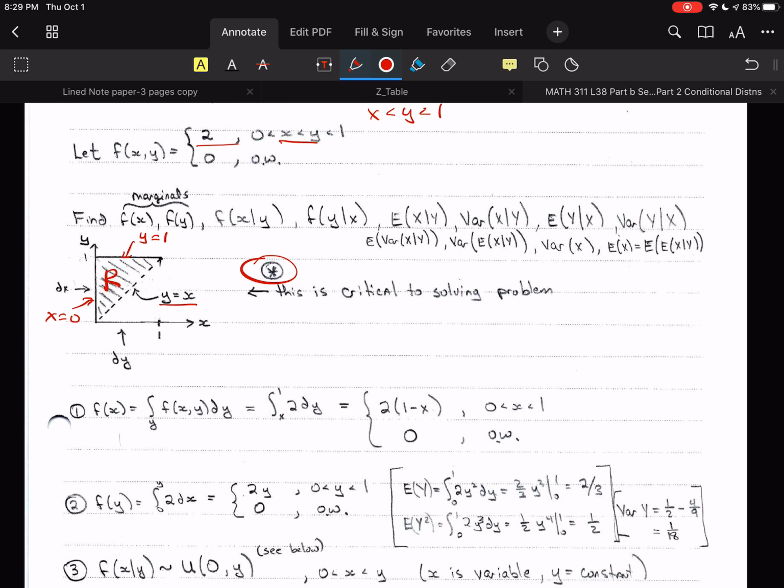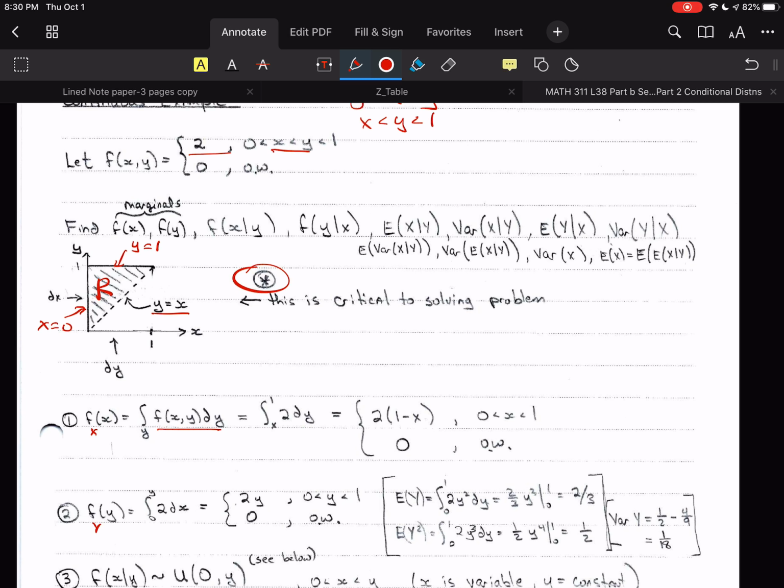So f of x, the marginal distribution of x, is going to be the integral of the joint with respect to y, across y. And so as we can see, when we're integrating, this is y, so we go from y equals x up to y equals 1. And so that's what we have here. The integral of f of xy, which is 2, dy gives us 2 times 1 minus x for x between 0 and 1, 0 otherwise.